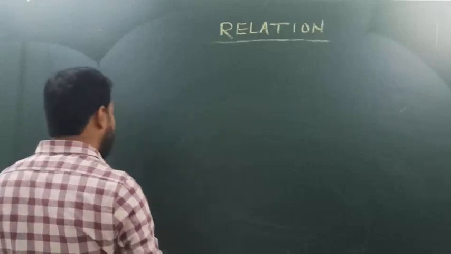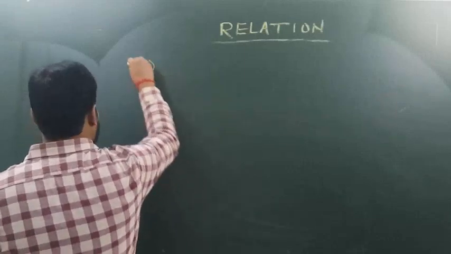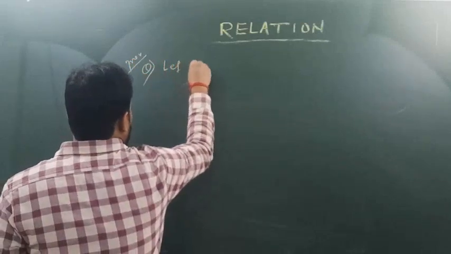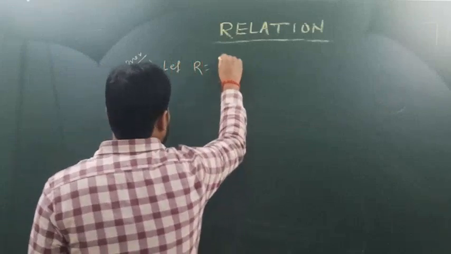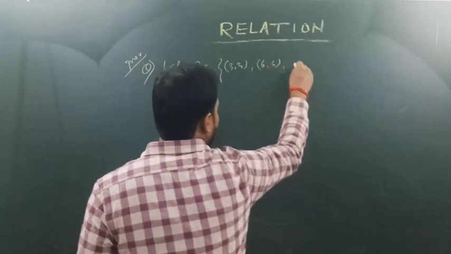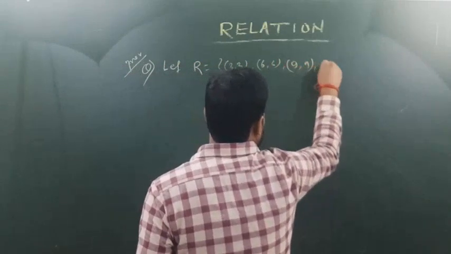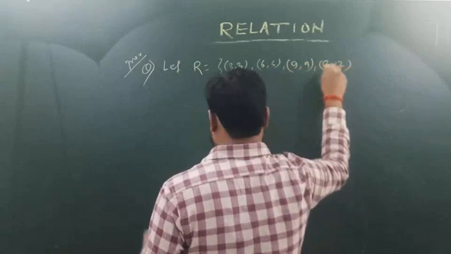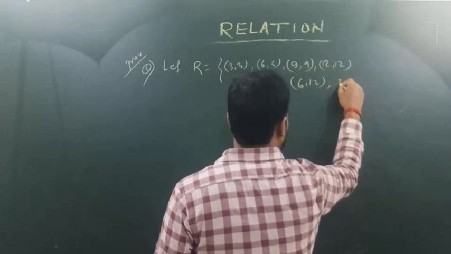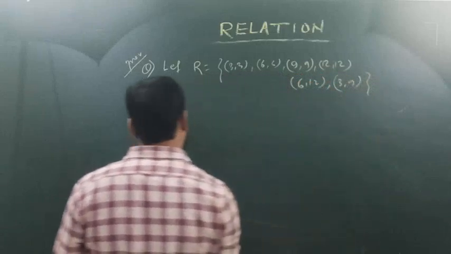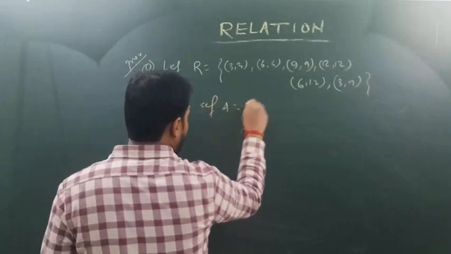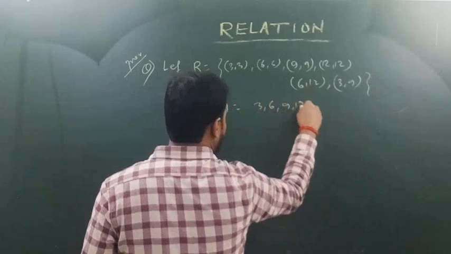Next question is also very important. This is a previous year question. We have R equal to (3,3), (6,6), (9,9), (12,12), (6,12) and (3,9). This relation is given here on set A equal to {3, 6, 9, 12}.